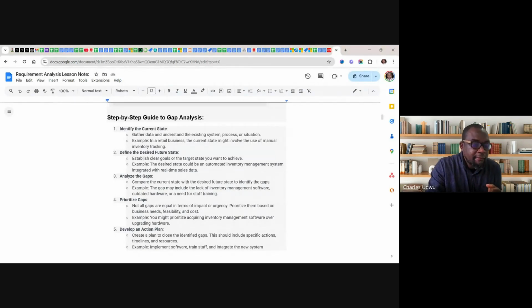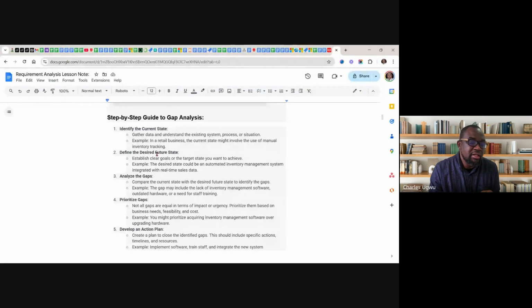Okay. After the analysis, compare and analyze the gap. Now you compare the current state with the desired future to identify the gap. Example, let's look at the gap on this inventory here. We say the gap may include lack of inventory management software, or outdated hardware, or need for staff training. So you've compared the two states.